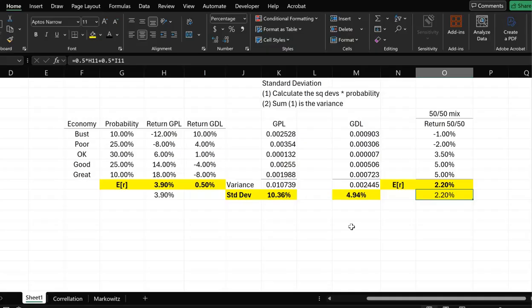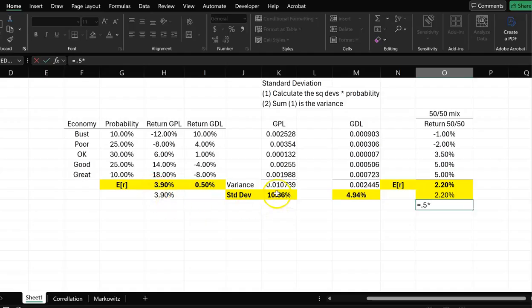All right. And now I also want to get the standard deviation. And now a common mistake is to say, oh, well, I can do the same logic here. I can just take 0.5 times the standard deviation of GPL plus 0.5 times the standard deviation of GDL. And it turns out that this does not work. Right? You will get the wrong answer if you do this.